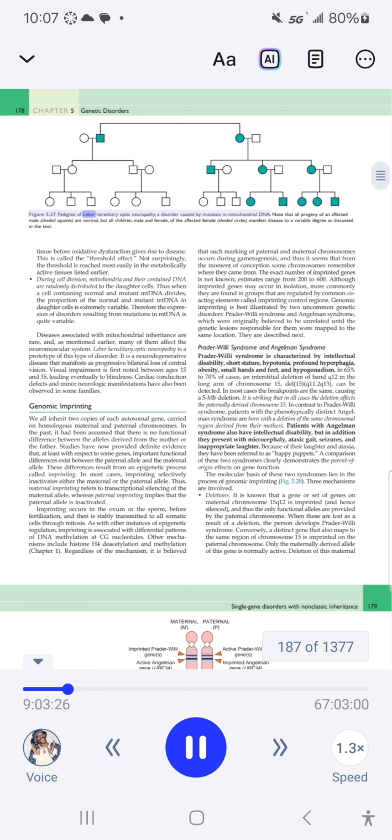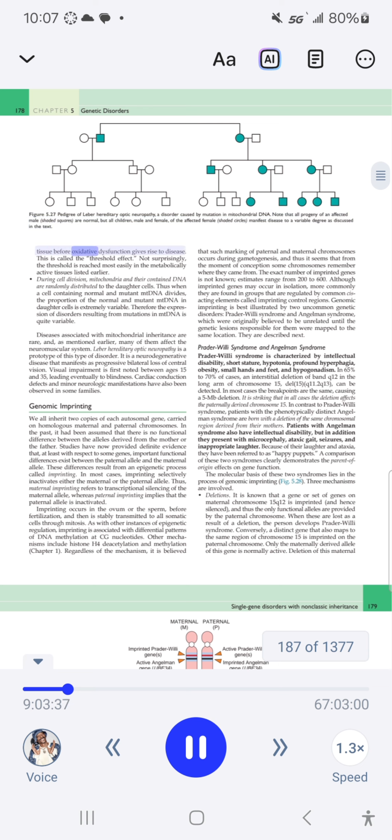Figure 5-28. Pedigree of Leber hereditary optic neuropathy, a disorder caused by mutation in mitochondrial DNA. Note that all progeny of an affected male (shaded squares) are normal, but all children, male and female, of the affected female (shaded circles) manifest disease to a variable degree, as discussed in the text.